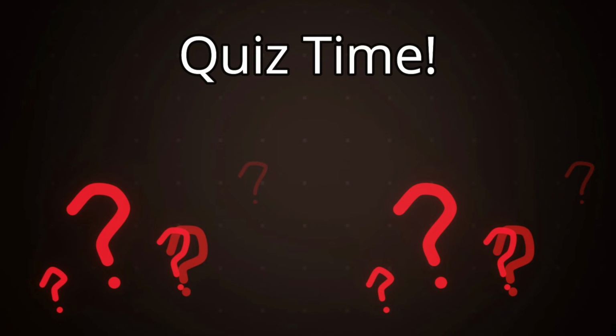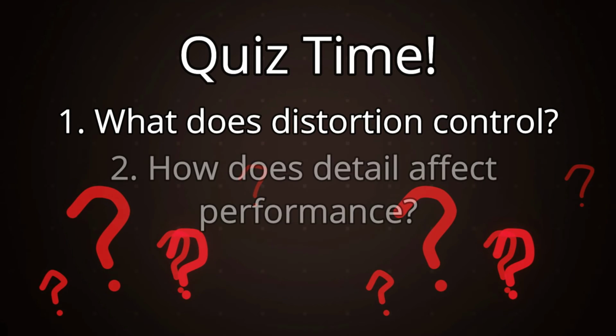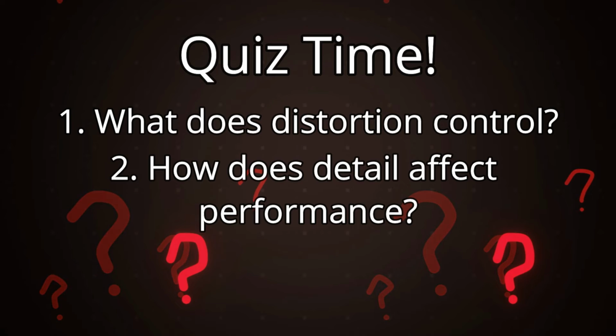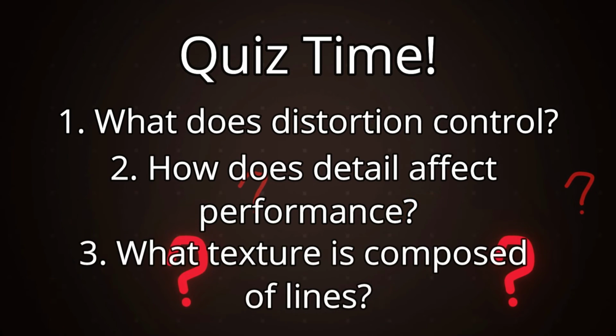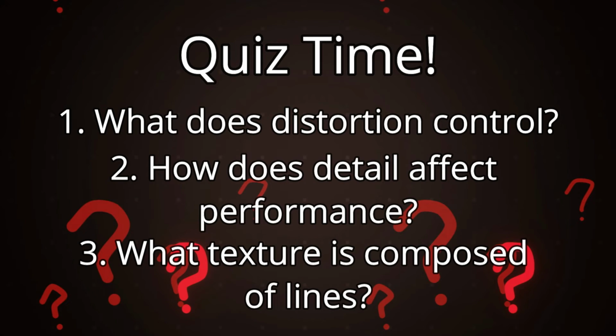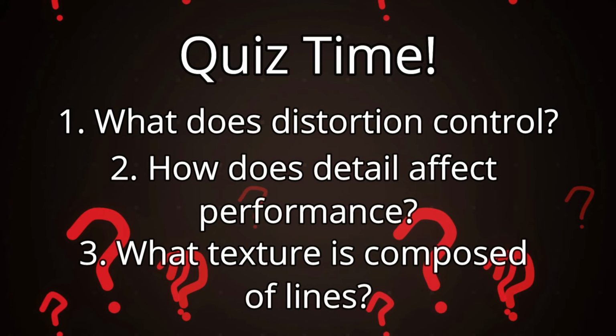I'm going to have a quick quiz now to keep the knowledge fresh in our mind. Number 1, what does the distortion parameter control? Number 2, how does the detail parameter affect performance? Number 3, what texture is composed of lines by default? You can pause the video and answer the questions. I'll be going over the answers in 15 seconds from now.